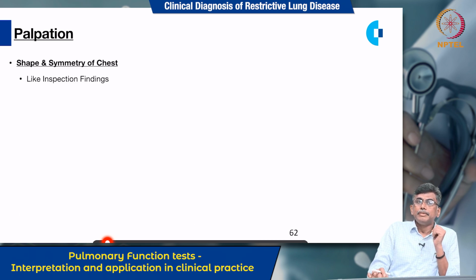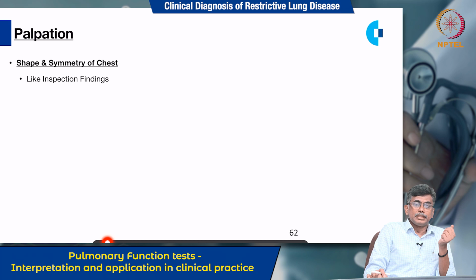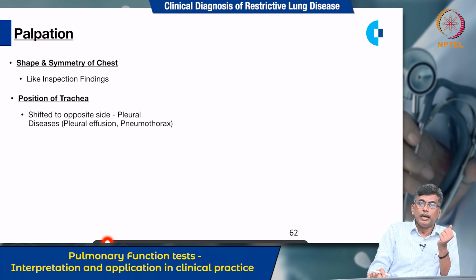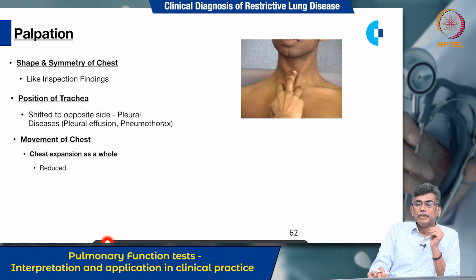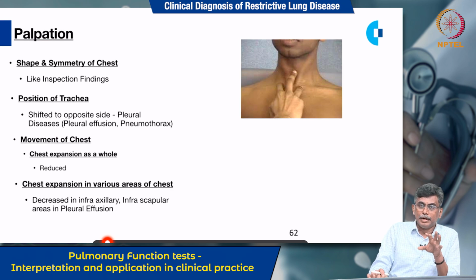Palpation wise, the shape of the chest and symmetry are normal. Position of the trachea, as I told you, is shifted to the opposite side, as you can see in that image. Say in a right sided pleural effusion or a pneumothorax, the trachea is shifted to the left side. Then movement of the chest, chest expansion is going to be reduced.